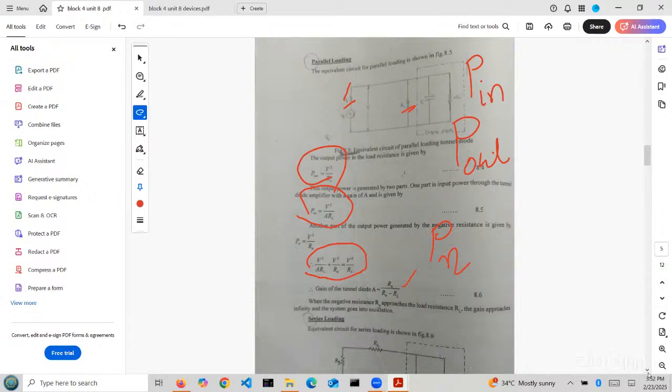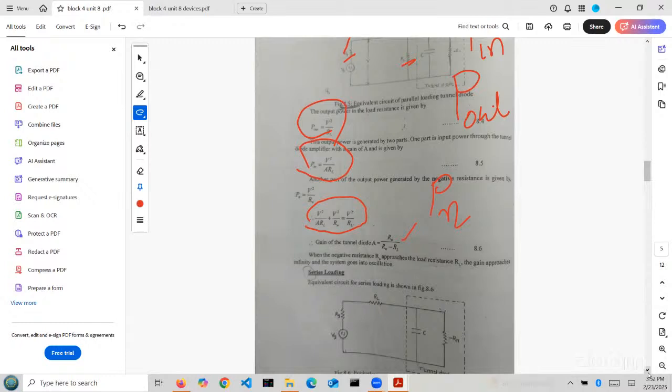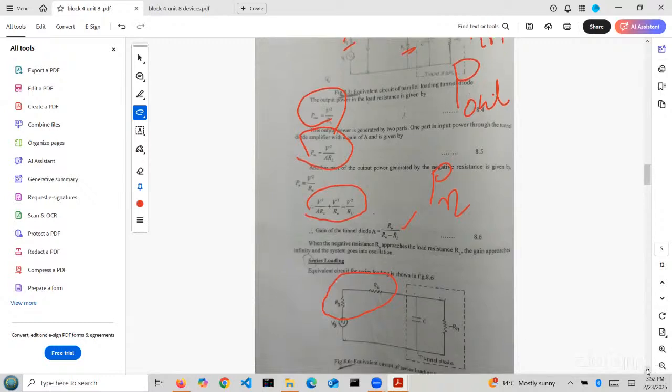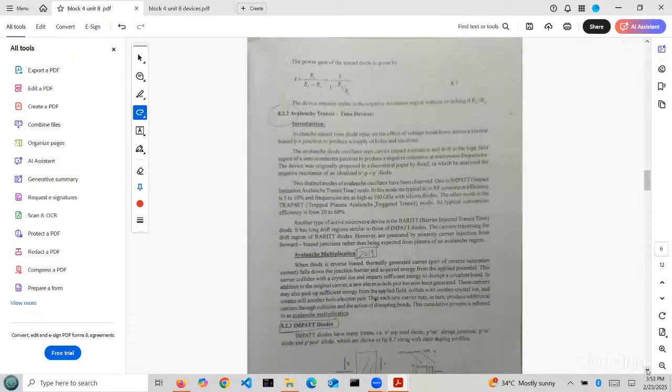In the same way, come to series loading. What is the difference between parallel loading and series loading? In parallel loading, RL is connected in a vertical manner, whereas in series loading, RL is connected in series with the RG. This is the difference from the previous one. Similarly, here we finally write the gain formula.